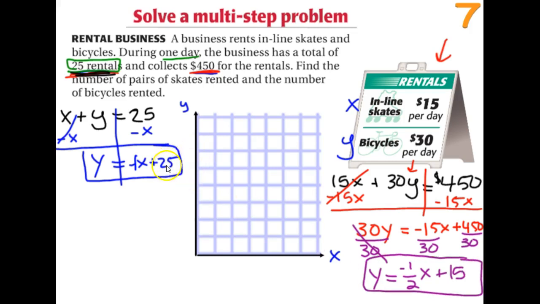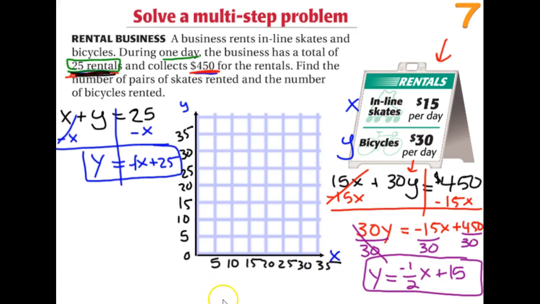This one starts at 25 and this one starts at 15, so I need my y-axis to at least go by 5s, let's say, because we need to get up to 25. So I'm just going to go by 5s: 5, 10, 15, 20, 25, 30, 35, that's plenty. And then the same thing on this axis. I'm going to go over by 5s: 5, 10, 15, 20, 25, 30, 35.